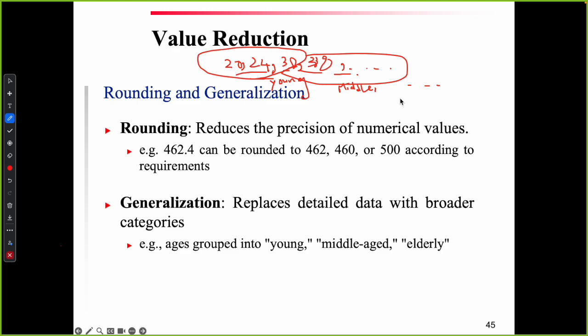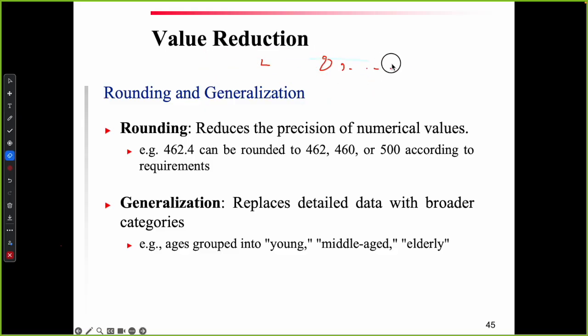Can you give me another example of generalization? Taking temperatures and making them hot, cold, chilly, whatever. Yeah, that could be another example. Instead of keeping the exact values, we can replace them with categories, like with temperature. So any numeric data that you have, you can just use broader categories for that.